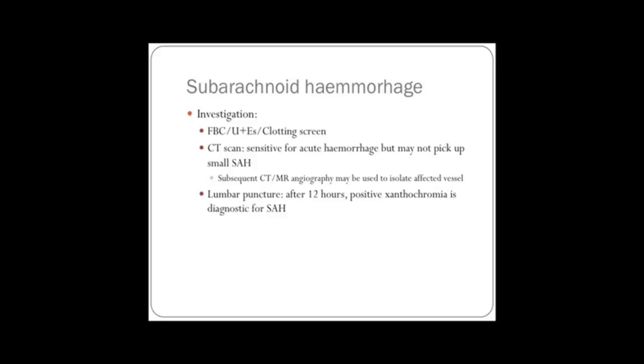However, occasionally in very acute, small subarachnoid hemorrhage, you may not pick it up, and you may need to have a subsequent lumbar puncture 12 hours later, which is almost always diagnostic. In lumbar puncture, you are looking for xanthochromia. And if you wait after 12 hours and the patient has xanthochromia, that's pretty much diagnostic for subarachnoid hemorrhage. After doing the CT scan, you can go on to do subsequent angiography, either CT or magnetic resonance angiography, to try and work out which part of the blood supply is affected.